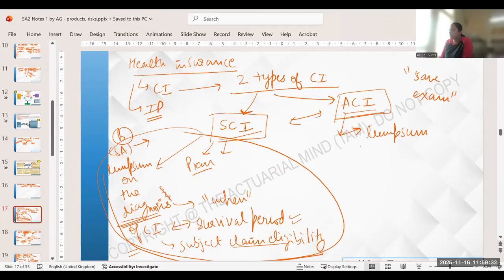Okay. So what I'm not clear about here is that you are saying this product pays on the diagnosis of CI. Is that right? Yes. Okay, and then will the cover continue? Yes, the reduced cover will continue. If the ACI benefit has been paid, then the reduced cover will continue and can be paid on the subsequent death of the policyholder.